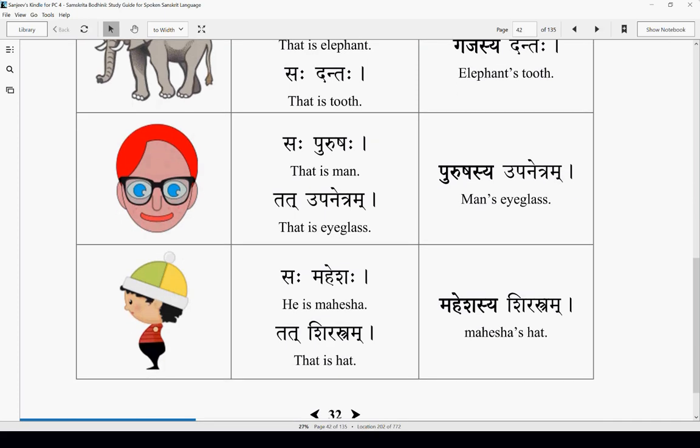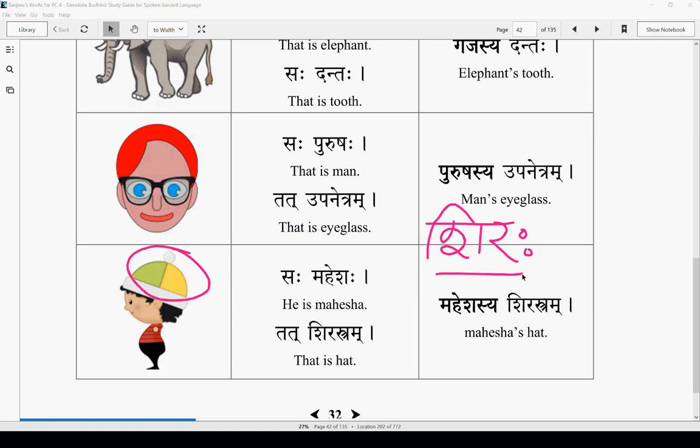Saha maheshaha, tat shirastram. I have difficulty reading that word. Stram, like vastram, shirastram. Tat shirastram, maheshasya shirastram. Shirastram means hat. Why is it called hat? Shiraha means head. Headgear, and tram means one which protects the head from natural elements like cold and heat. That's the hat here, Shirastram.